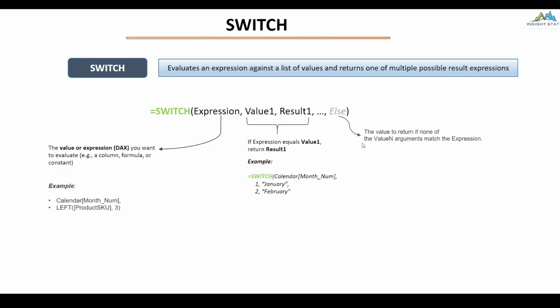And then I have the else condition. This is the value to return if none of these arguments match the expression, and that will be captured with an else. So this is what switch is all about. It is very much similar to an if-else condition or a multiple if condition. Now let's try to put this into perspective and understand it better. Let's move to Power BI.